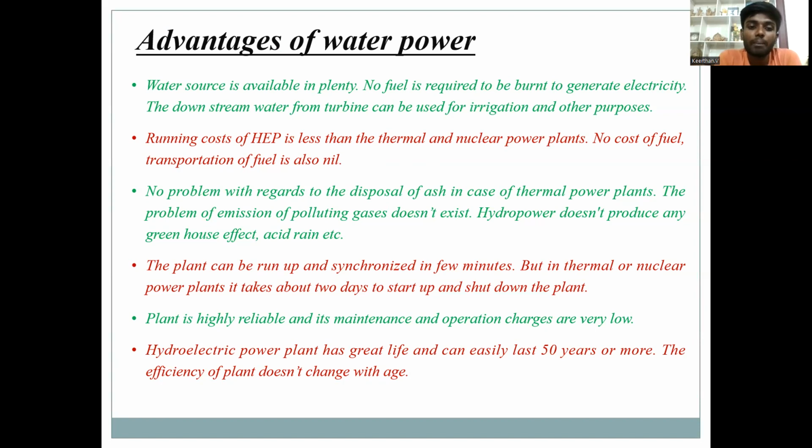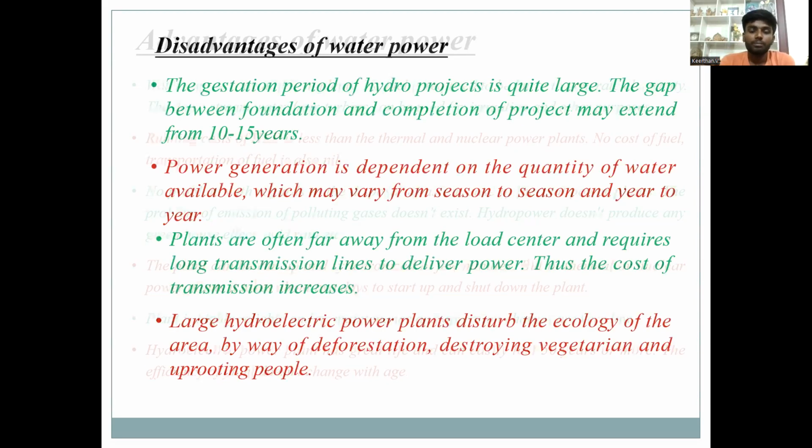The plant can be run up and synchronized in a few minutes, but in thermal or nuclear power plants, it takes about 2 days to start up and shut down the plant. The plant is highly reliable and its maintenance and operation charges are very low. Hydroelectric power plants have a great life and can easily last 50 years or more. The efficiency of the plant doesn't change with age. So these are a few of the advantages of a water power plant.